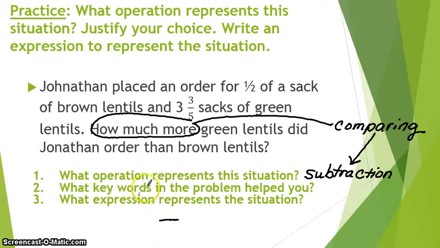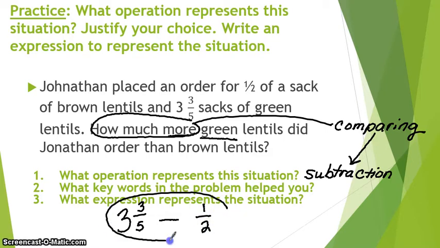So we know we're going to have subtraction. Well, what two amounts are we going to be subtracting? When we subtract, we know we got to put the larger amount first. So it says how much more green. More green indicates that that's the most. So we'd have 3 3/5 take away 1/2. This is the expression that would represent this situation.